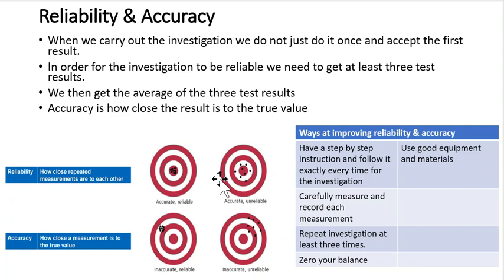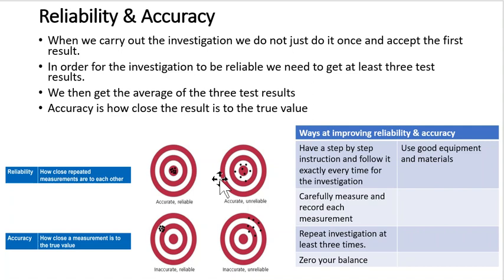So what are some of the ways to improve reliability and accuracy? We can improve them if we have a step-by-step instruction and follow it exactly every time for the investigation. You have a procedure and you follow it step by step. You carefully measure and record each measurement. For example, you don't just guess: when it says 500 mils of water, you measure out exactly 500 mils. When it says 50 grams of salt, you measure out exactly 50 grams of salt. You don't guess, you use the tools in order to get accurate measurements.